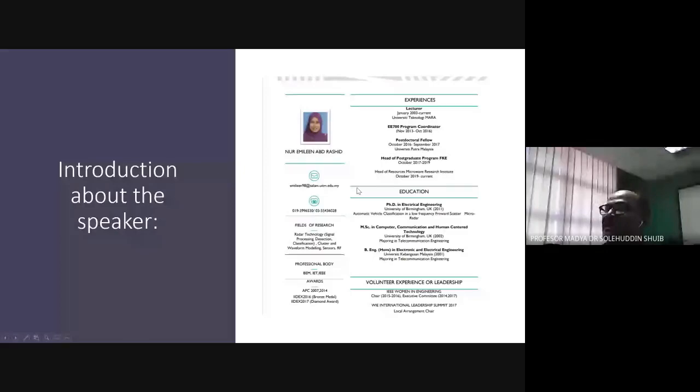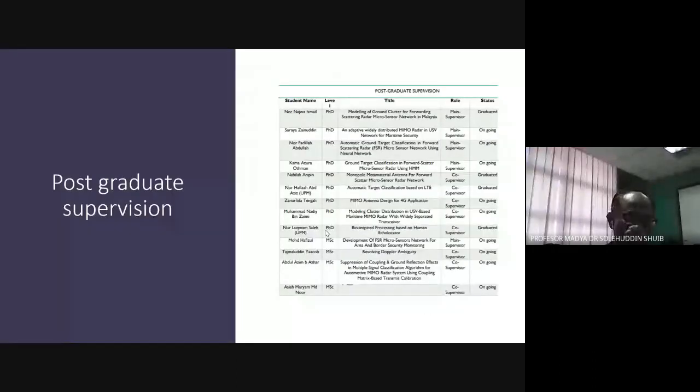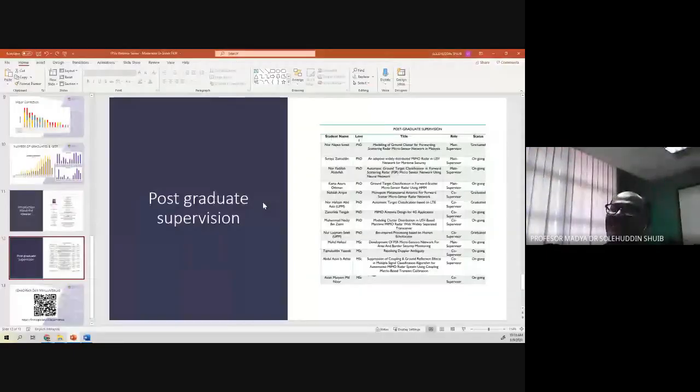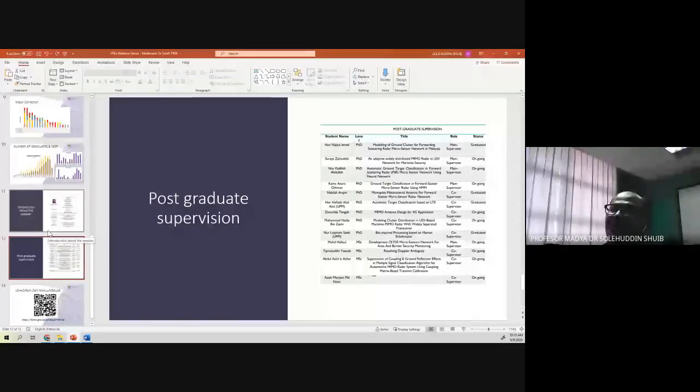She did a lot of volunteer work and leadership, and in terms of supervision, she has a number of students under her supervision in PhD and also in master. She has evaluated more than 5 master and PhD theses. I think she is the right person to share with us her vast experience on the topic for today, which focuses on evaluation of master's theses. Without further ado, I would like to invite Dr. Emileen to share her experience and her presentation.